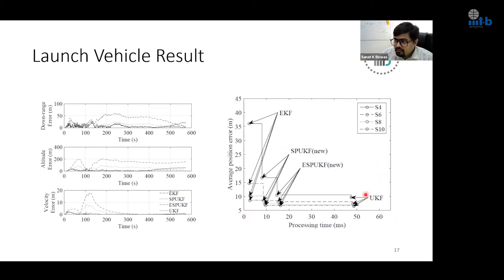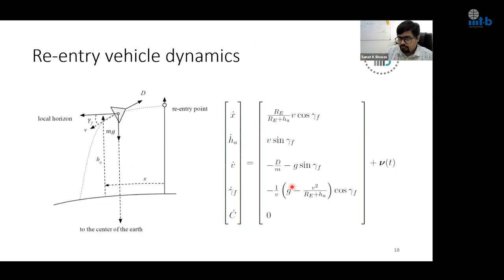Unscented Kalman filter is always within 10 meters average error. However, the processing time is around 50 milliseconds. But SPUKF and ESPUKF push it to the left-hand side, although it does not increase the error as much as the extended Kalman filter. So obviously we can say that ESPUKF is the better one to use for this type of problem, right? SPUKF is also fine. So this becomes a trade-off, which one you want to choose.